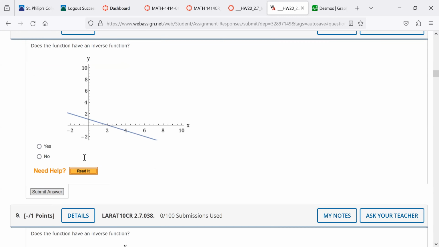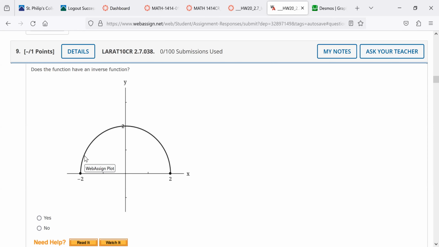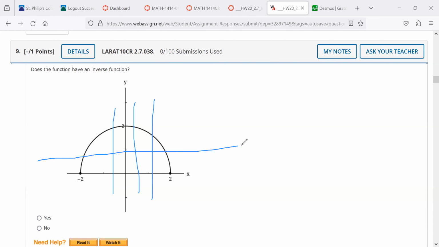Does this line, well, let's look at this one. Does this semicircle have an inverse? Yes. All right, so it has to pass, the first one needs to pass the vertical, right? So that's good, but it does not pass the horizontal. So if a function fails the horizontal line test, then it is not one-to-one, which means it cannot have an inverse.